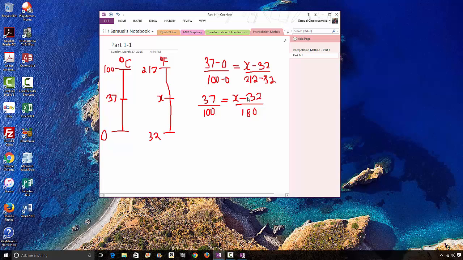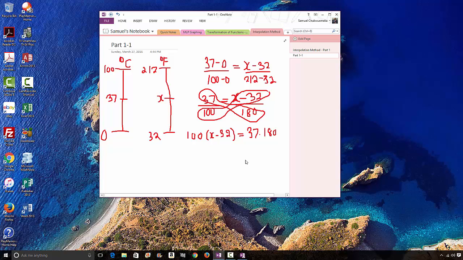So we can now do cross product. Okay, we can cross multiply. So 100 times x minus 32 will give us 37 times 180. Now what we did was we just did cross product, cross multiply, because you have an equation that has just one term on each side.